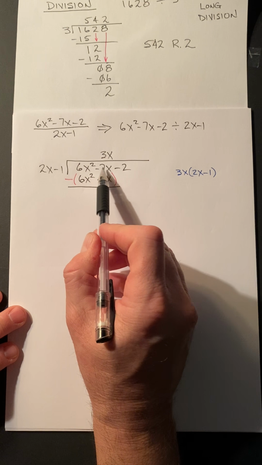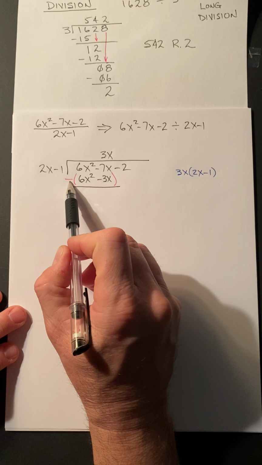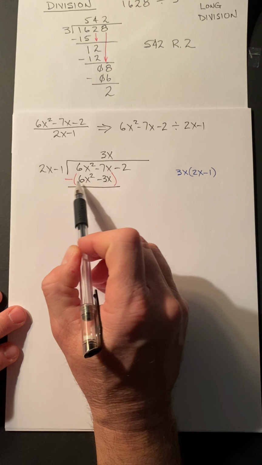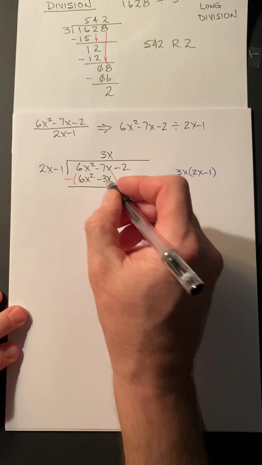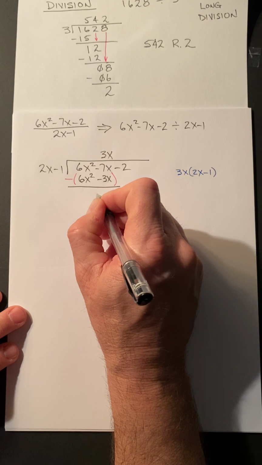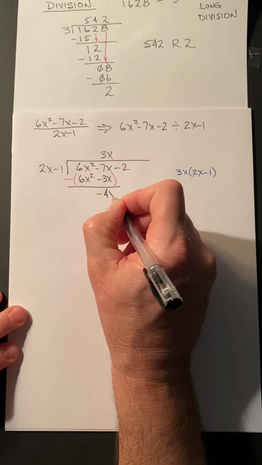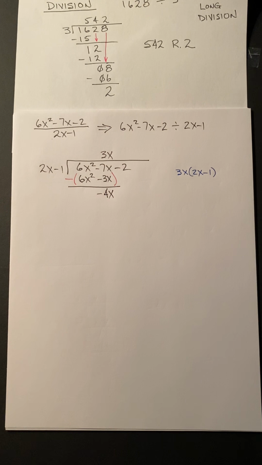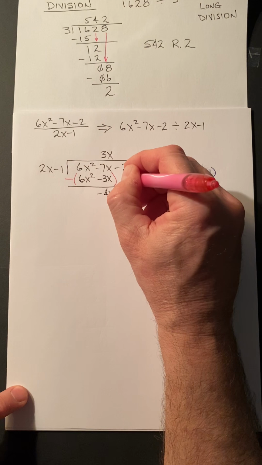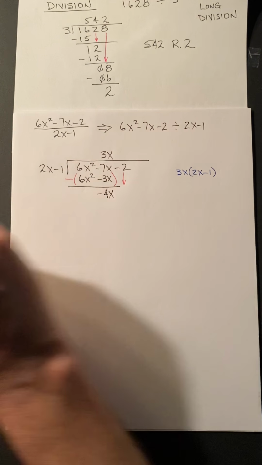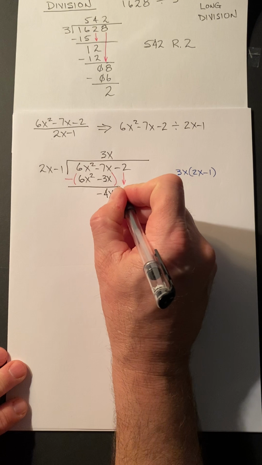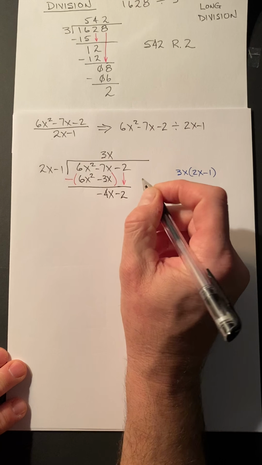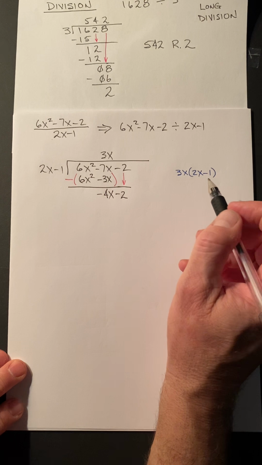But it's negative 7x minus a minus 3x. So that's really plus, isn't it? So what I get here is a minus 4x. Now, just like before, I bring down that next term. And I start the process all over again.